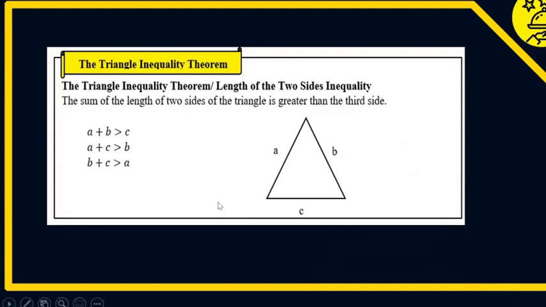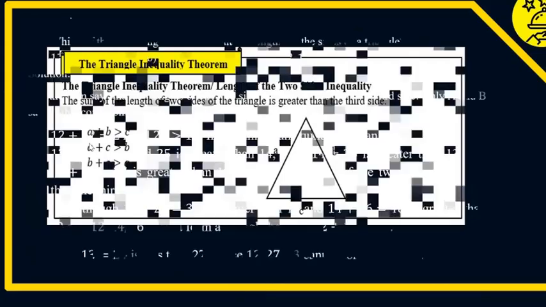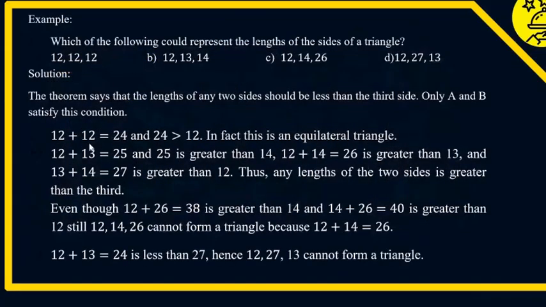Those are the three formulas that we have. If the given sides of a triangle satisfy the conditions, we have proved the triangle inequality theorem, that the sum of the lengths of two sides is greater than the third side. So let us have an example.